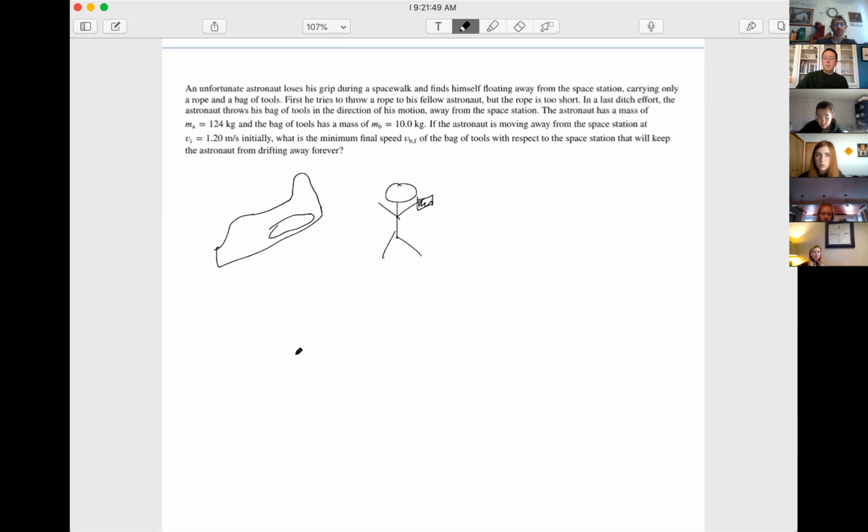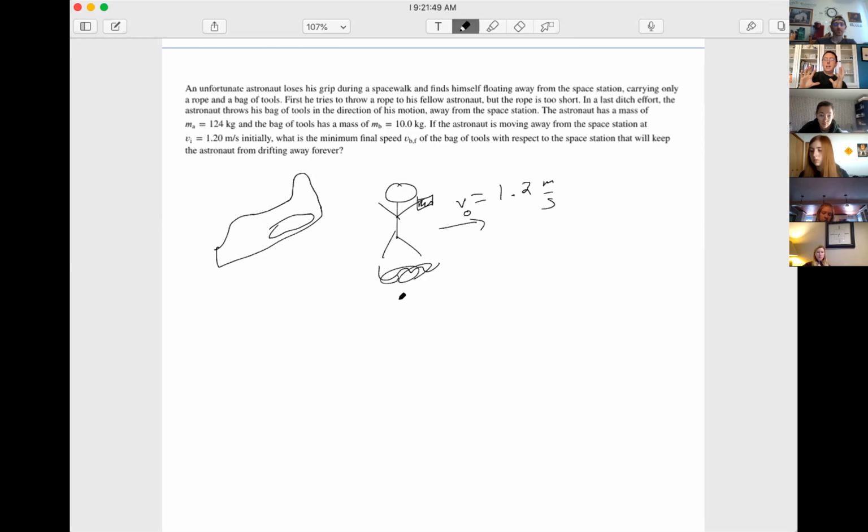And so the problem is that the astronaut and tool have lost contact. They're drifting away. The problem tells me that they are initially drifting away at 1.2 meters per second. So they're floating away from the spaceship. Uh-oh. And so they're going to go off into the darkness of space.